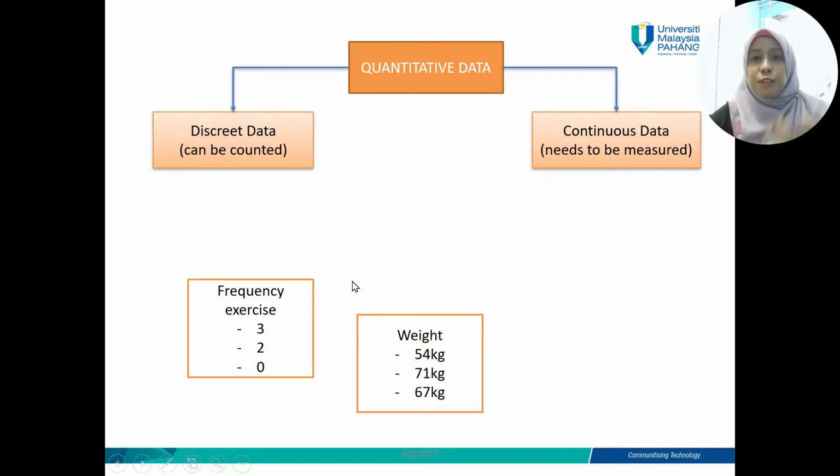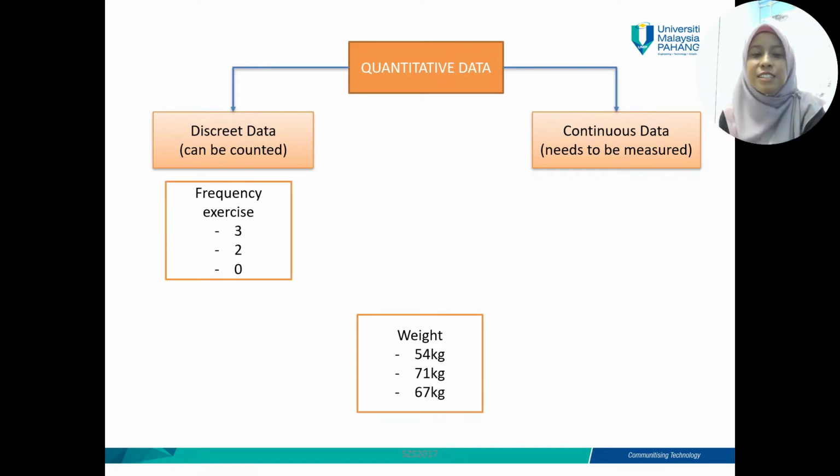For example, frequency of exercise. Do you measure or do you count how many times you exercise? You count, right? So this is discrete data. So you see, discrete data has whole number values. The data value should be a whole number. Alright, so frequency of exercise is quantitative, discrete data.